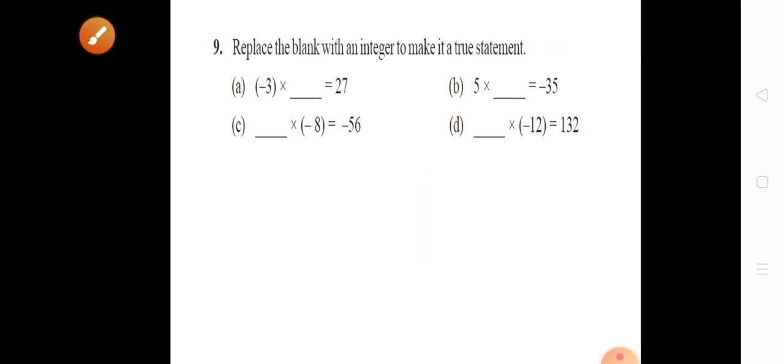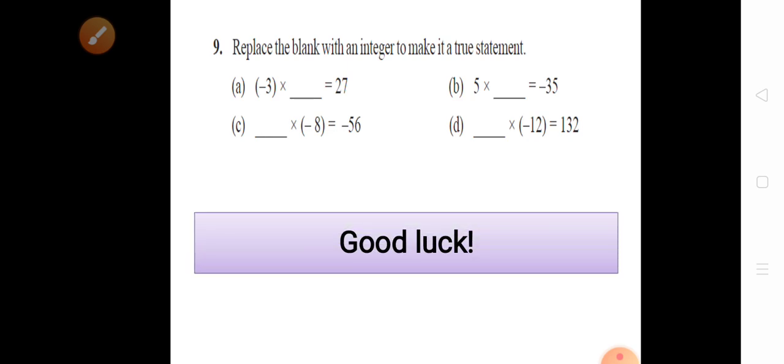In a similar manner, you have to solve the rest of the 3 questions. I'm very sure all of you will be able to solve all the questions with great confidence. So all of you have to solve these questions and submit by tomorrow. Good luck everyone.